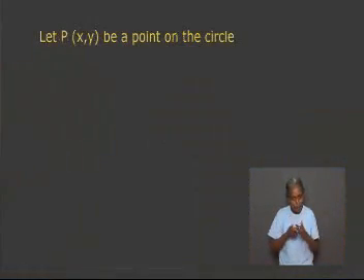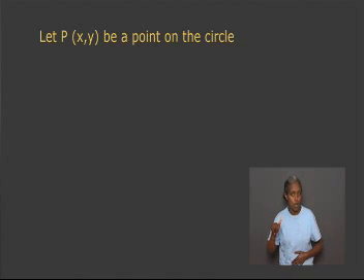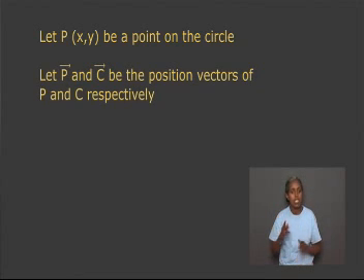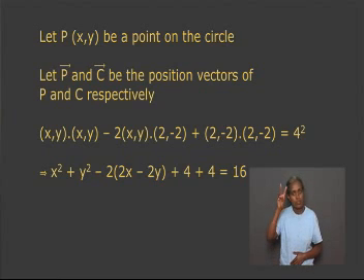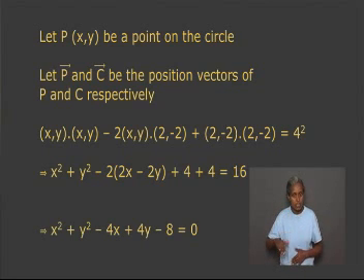Hello once more. I hope you had no trouble. We can begin to solve this problem by calling point P at coordinates x and y a point on the circle. Vector P and C are the position vectors of points P and C, respectively. Therefore, the equation of our circle looks like this: x squared plus y squared minus 2 times the difference of 2x minus 2y plus 4 equals 16. The rest is simple, students.